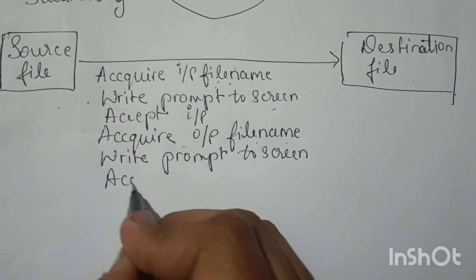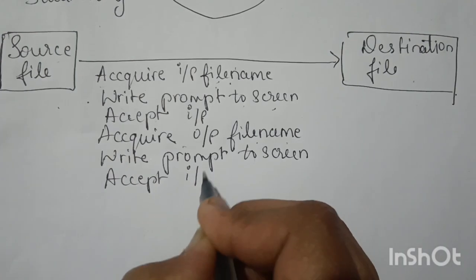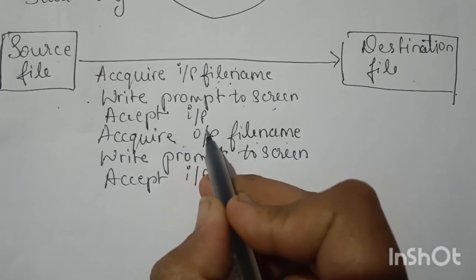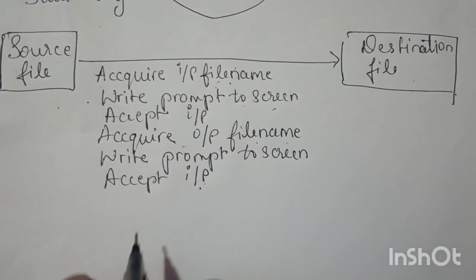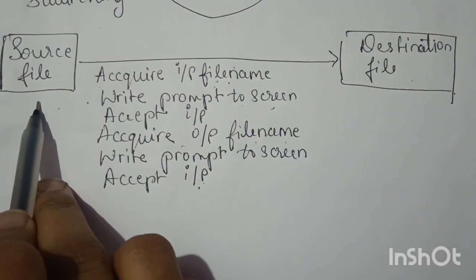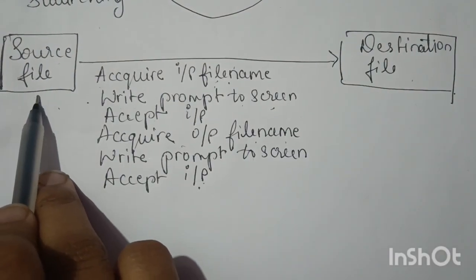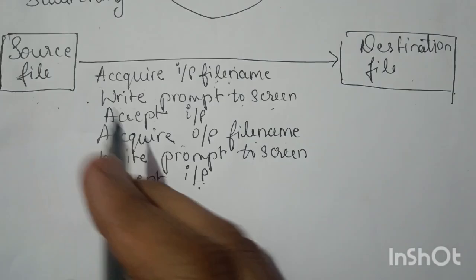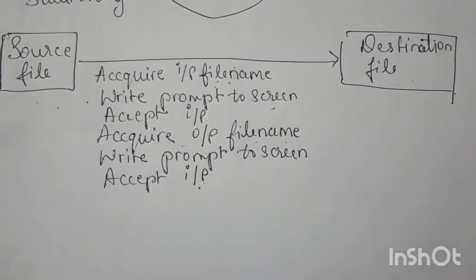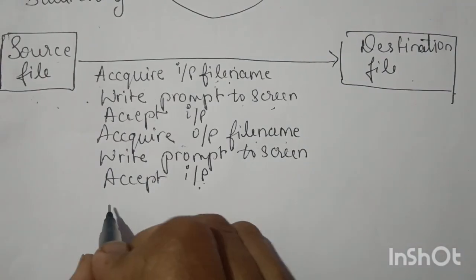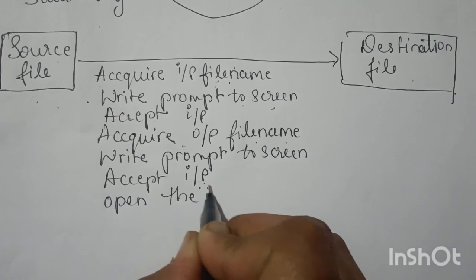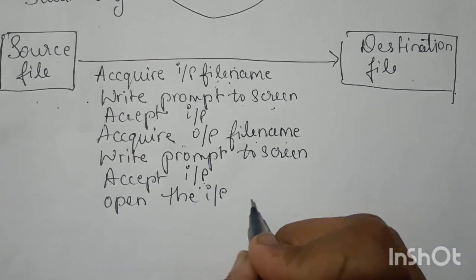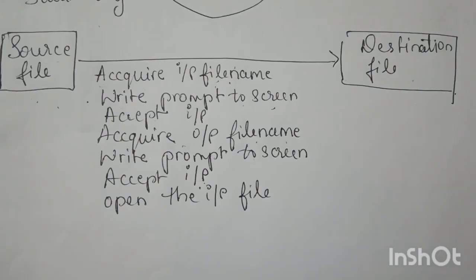So again, it will accept whatever input you are giving as the output file name. Now after that, to copy the content of this input file, I have to open that file. Correct? Without opening the file, I cannot see the content. So again one system call will be called, saying open the input file.